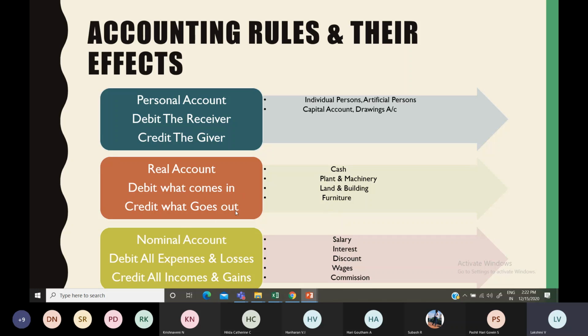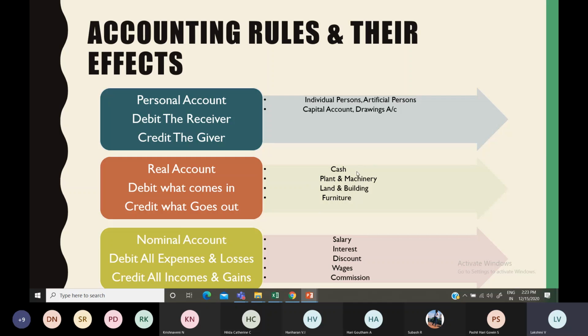If I am selling, you have to credit the cash. Sorry, you have to debit the cash. If I am selling furniture, what is going out? Furniture is going out and cash is coming in. So in that situation I will be debiting the cash account, and the furniture is going out, so furniture I have to credit. Debit what comes in, credit what goes out. You have to think it over and accordingly post the entries.